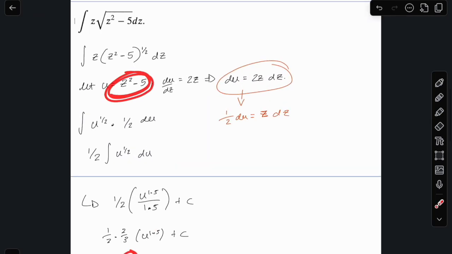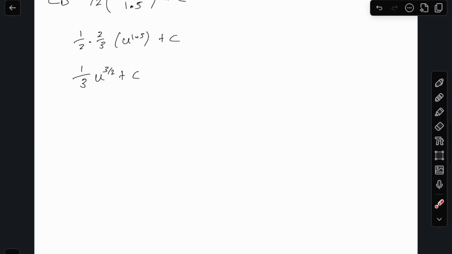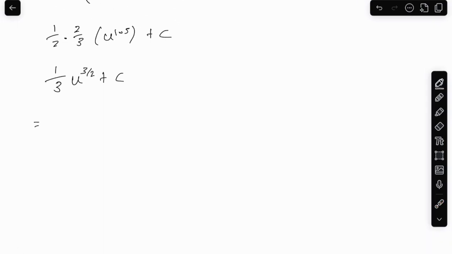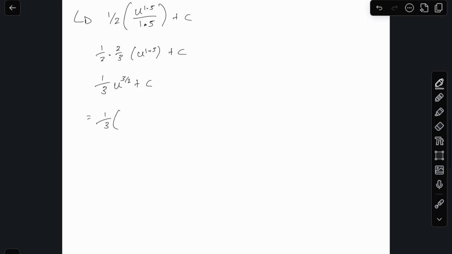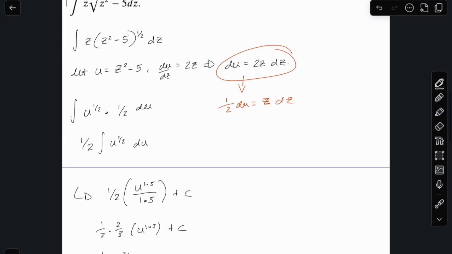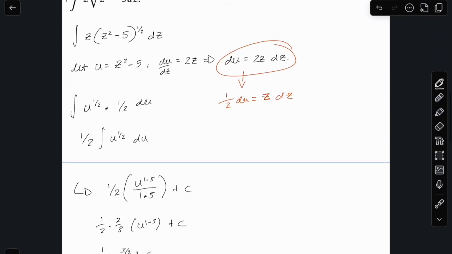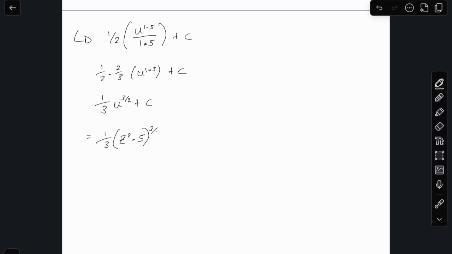u was z squared minus 5. So therefore we're going to get a third of z squared minus 5, okay, to the power of 3 over 2 plus c. Okay, and that's going to be the final answer to that question.